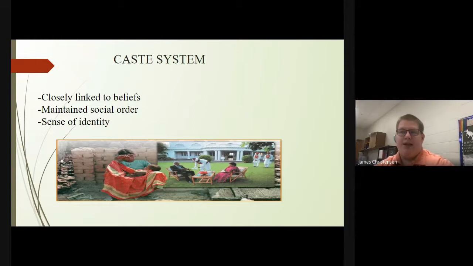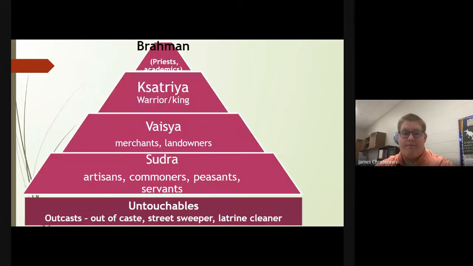Now, they also maintain the caste system in Hinduism. They closely linked it to their beliefs, and it maintained social order and provided people with a sense of identity. A lot of ancient civilizations that had a caste system used that as their way of justifying, well, this is how society is supposed to work. This is supposed to give you your identity as a person. So again, here's a breakdown of that.